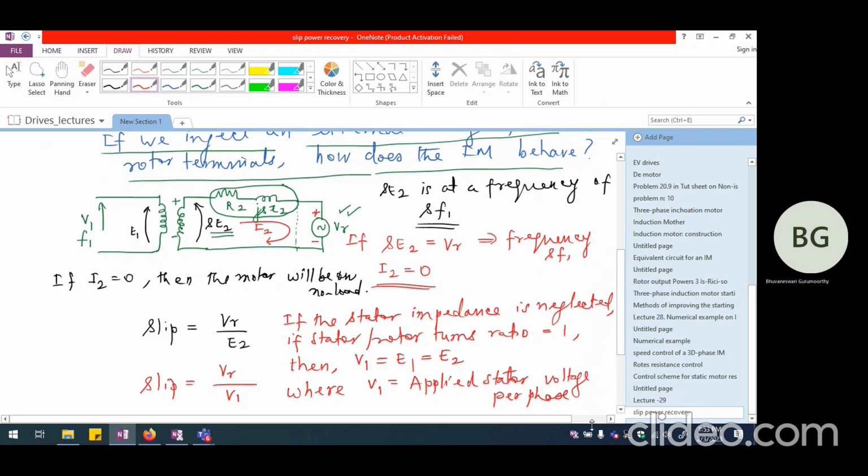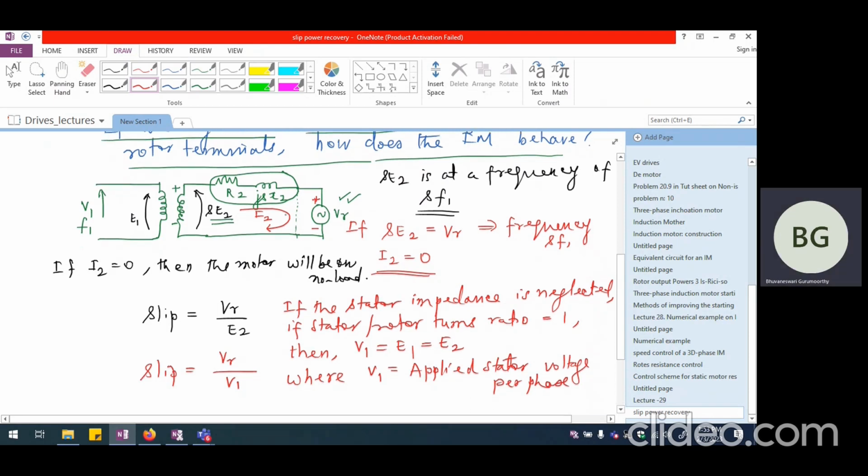So in that sense, what we can say is, if we are injecting a voltage from the rotor side, we would be able to adjust the speed even at no load condition as per the value of VR that is being injected. So the slip can be adjusted as per the requirement by adjusting the rotor circuit voltage which is being injected from the rotor terminals.